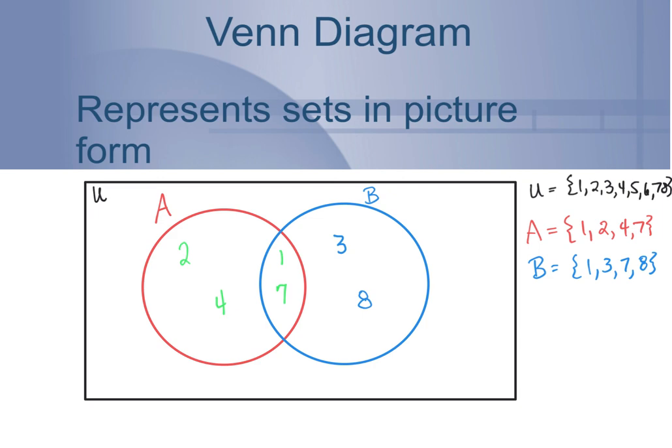Now, here's the deal. I have some numbers in my universal set that are not in any of my two sets listed, okay? So those are actually going to go in the rectangle outside of my two sets that I just listed. So I have 1, I have 2, I have 3, I have 4. 5 has not been accounted for. 6 has not been accounted for. 7 and 8 are already in a set. So this is a Venn diagram representing my universal set and my two subsets that are inside of it.